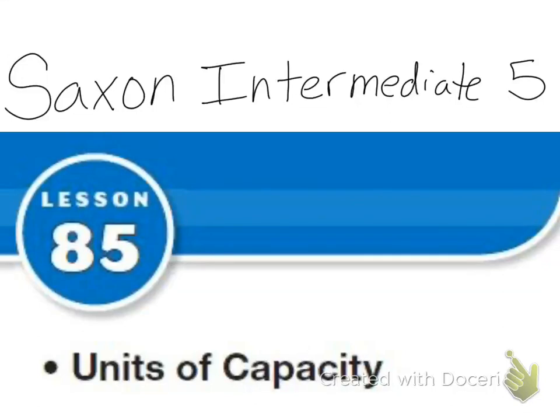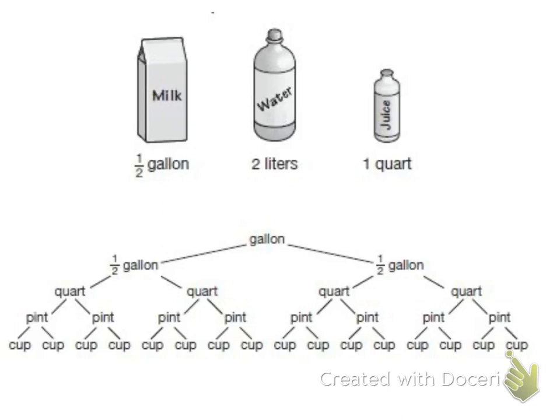Hello everyone, today's lesson is lesson 85, units of capacity. So when we buy milk, water, or fruit juice at the store, we buy a quantity of liquid. In the U.S. customary system, liquid quantities are measured in ounces, pints, quarts, and gallons.